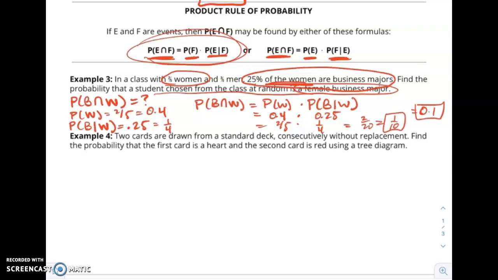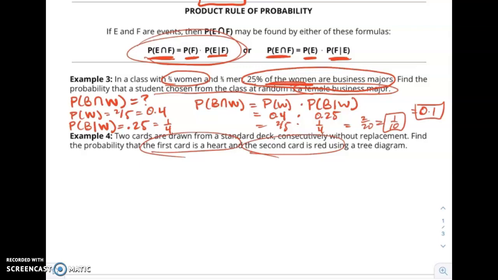On the next one, we're going to talk about using factor trees and how that will help you solve some of these more complicated problems. So let's start with example 4. 2 cards are drawn from the standard deck consecutively without replacement. Find the probability that the first card's a heart and the second card is red using a tree diagram.